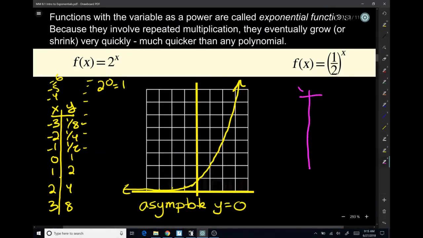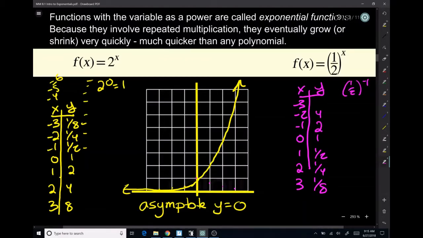Over here on the other side, we're going to have 1/2 to the x. So I'll plug in the same numbers. If I plug in 0, I still get 1. I plug in 1, I get a half. I plug in 2, I get a quarter. 3 is an eighth. So this is going to go like this. That's supposed to be a half. It's a little high. Negative 1 flips this fraction over.